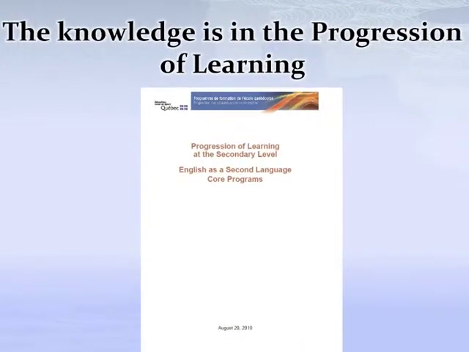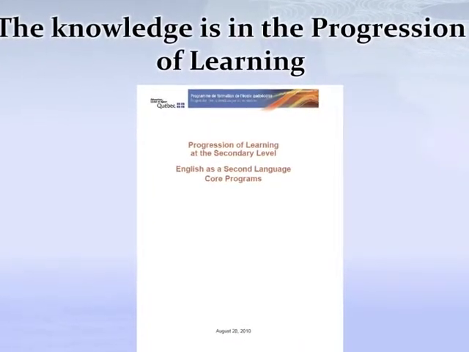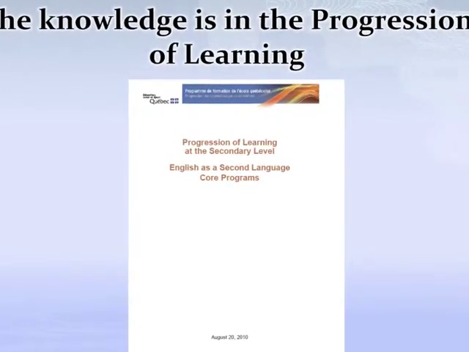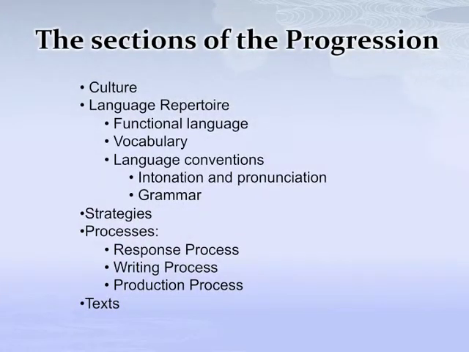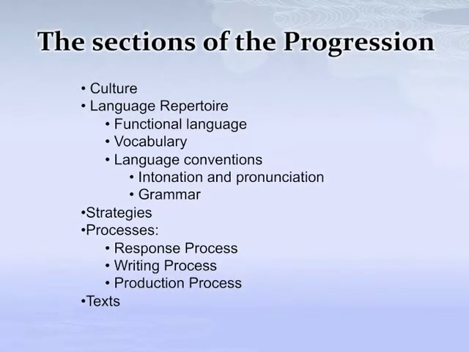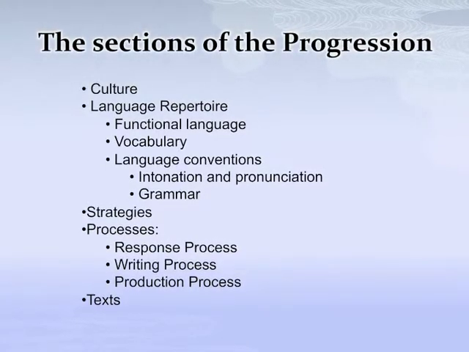What exactly is this knowledge that we're talking about? The knowledge is detailed in the progression of learning. It is divided into 5 parts: culture, language repertoire, strategies, processes, and text.